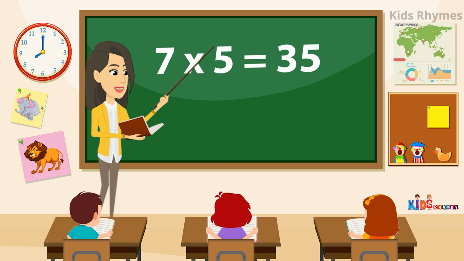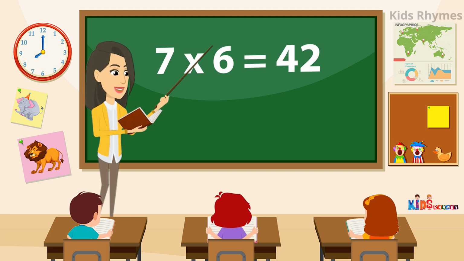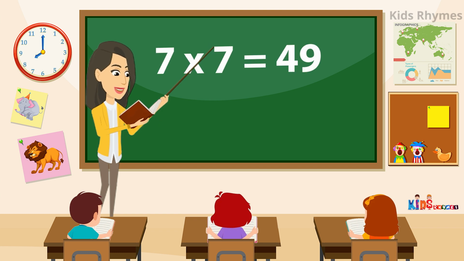7 fives are 35, clap your hands and feel alive. 7 sixes are 42, tables are easy for me and you. 7 sevens are 49, sing the table nice and fine.